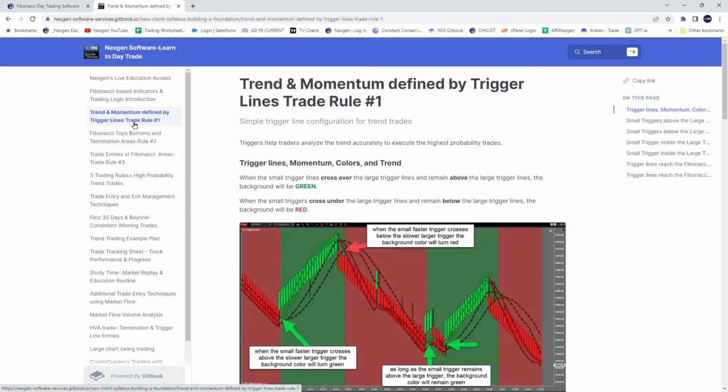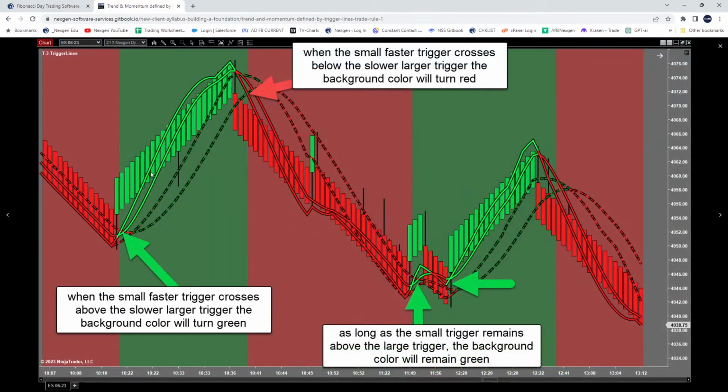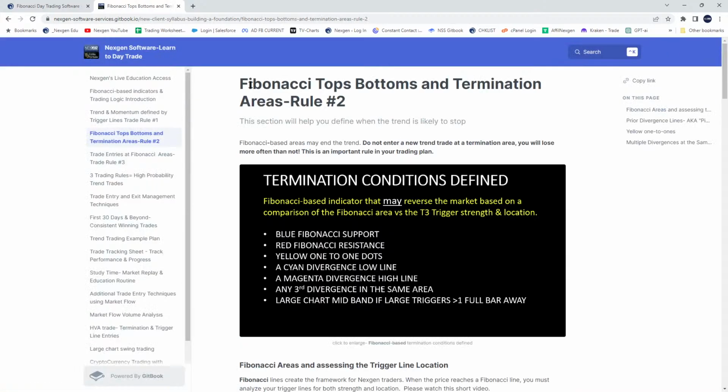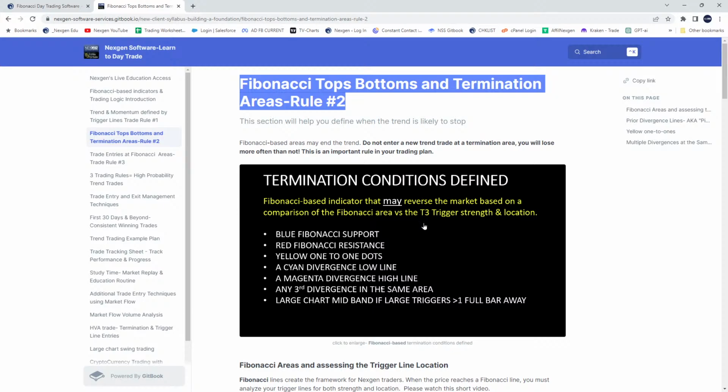Again, I'm not going to go through this as much today. Mark will go through it 97 times in the next week. But rule number one is strong triggers to the upside, strong triggers to the downside. I think everybody has that. Rule number two is quite simply make sure that we do not have a termination condition.